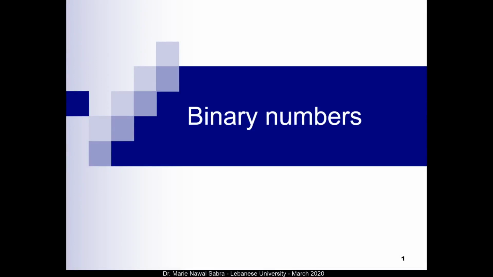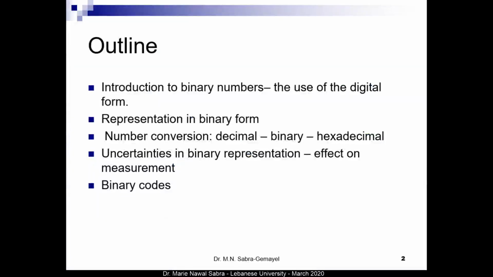In this chapter, we are going to explain the binary numbers. We are going to introduce binary numbers, talk about the digital form. We are going to talk about the representation in the binary form and number conversions between the three different bases, decimal, binary, and hexadecimal. Define what hexadecimal is. We are going to talk also about uncertainties in binary representation and their effect on the measurement, and about binary codes.